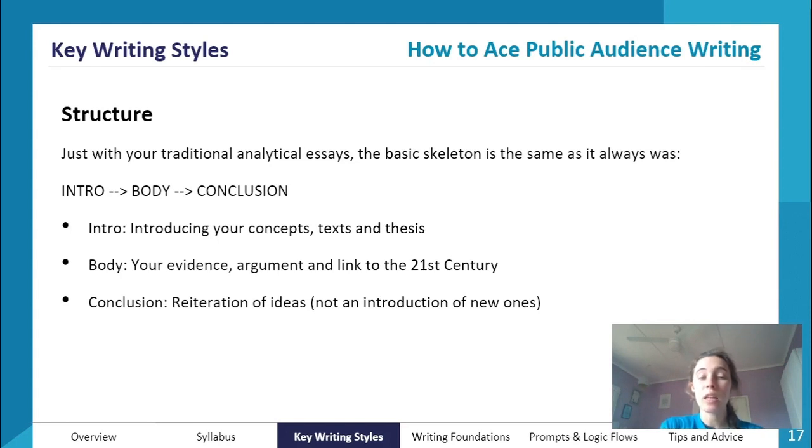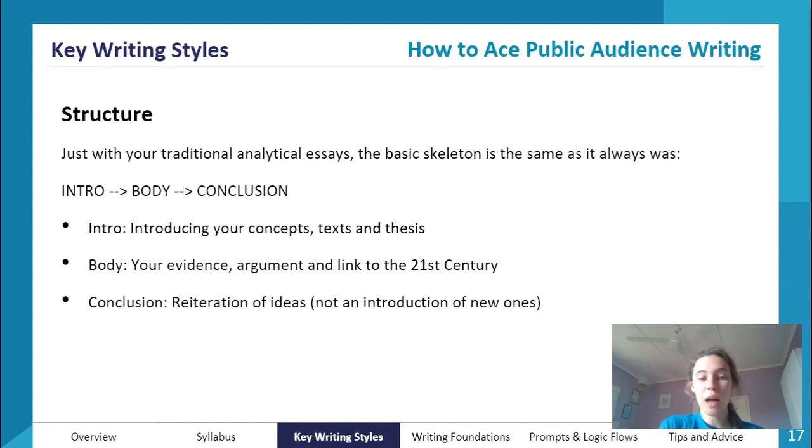Your first sentence in an analytical essay is usually what text are you looking at, who's the author, maybe what the time period is. In this public audience writing, it could be the second sentence that does that. The first sentence could be a little bit more of a hook because it does have that more casual style. So thinking about how to make it engaging is something that's important.